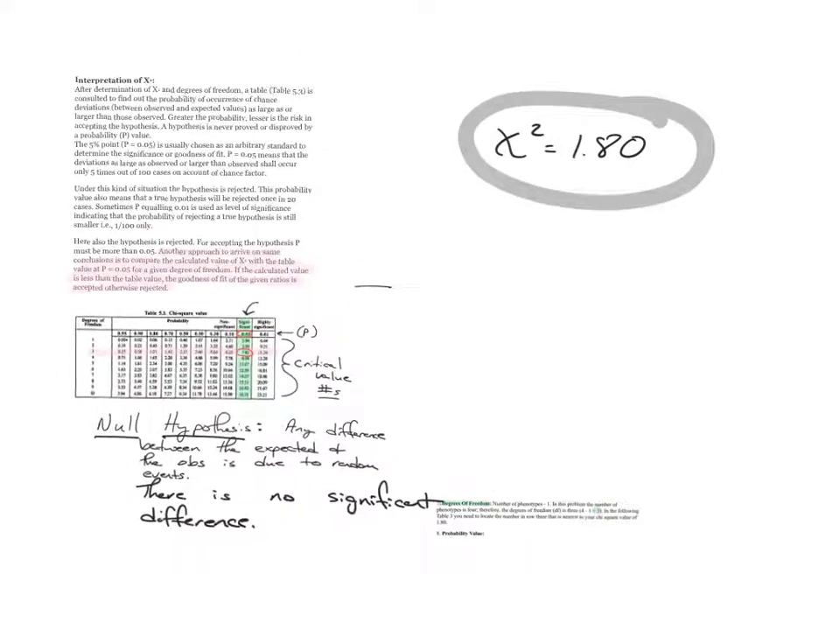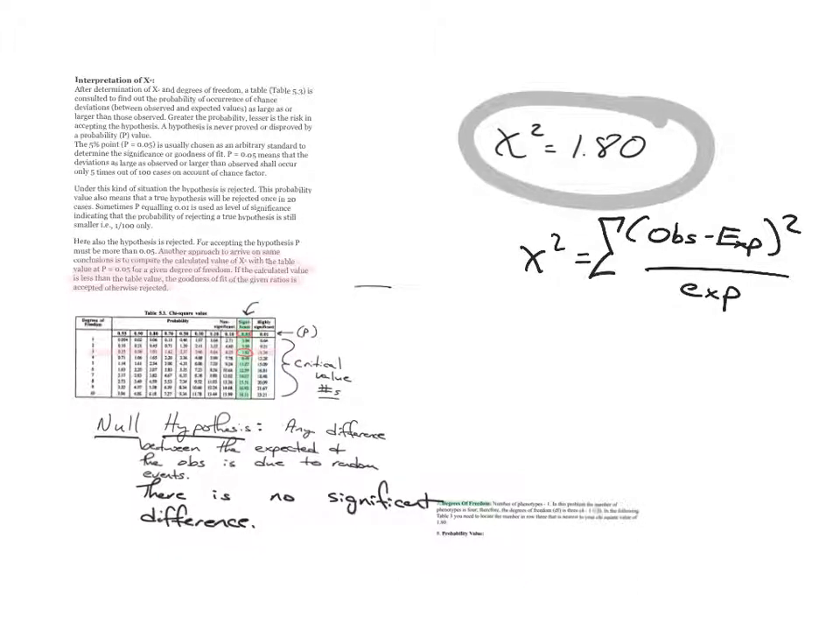Think about what chi-square is. So let's think about it. Let's write out the formula for chi-square, okay? Chi-square is equal to the observed minus the expected, squared, divided by the expected, and we're going to sum it up for every option, all the data points, right? And we're saying that that difference is some number.